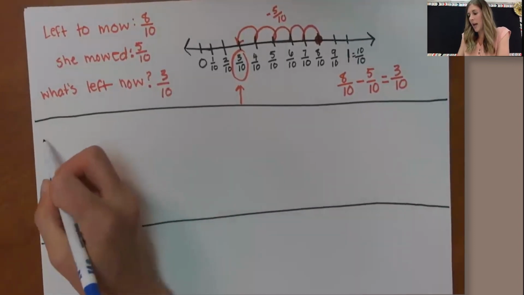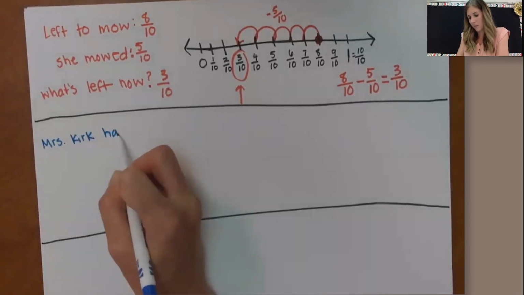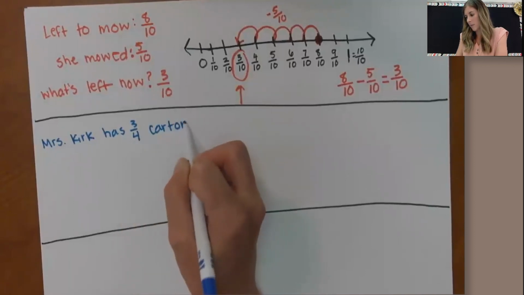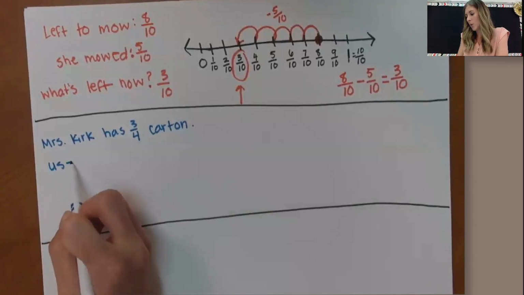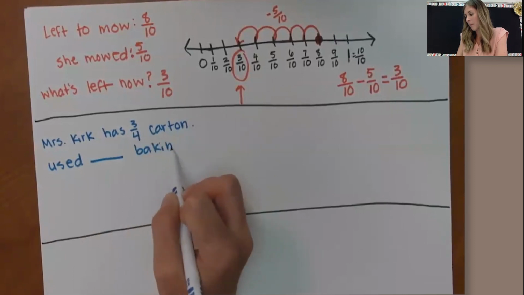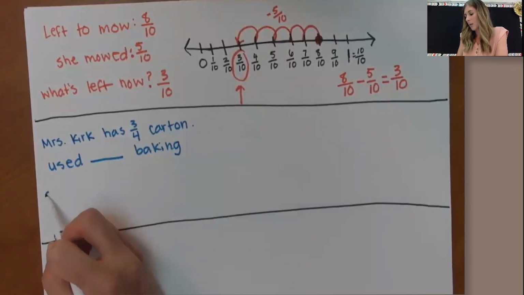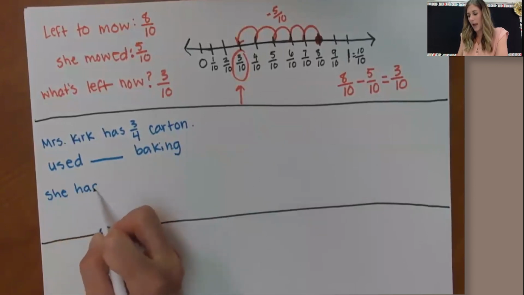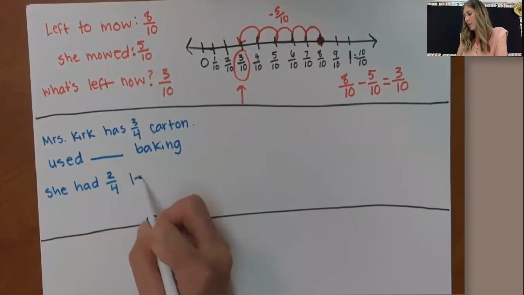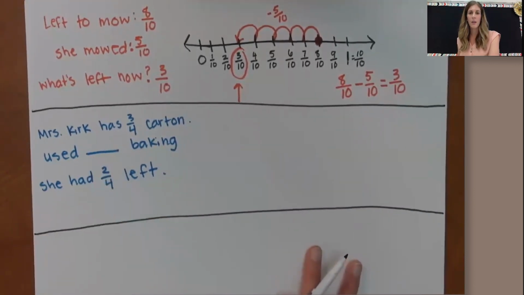So we know that she had 3/4 of a carton. She used some, we don't know yet, for baking. And we know that after she used some for baking, she had 2/4 left. So we're trying to figure out how much did she use for baking.